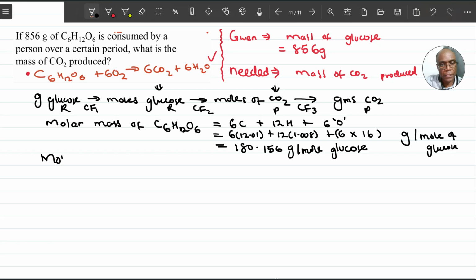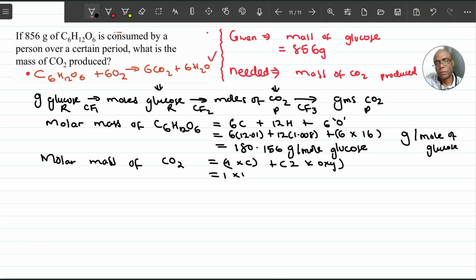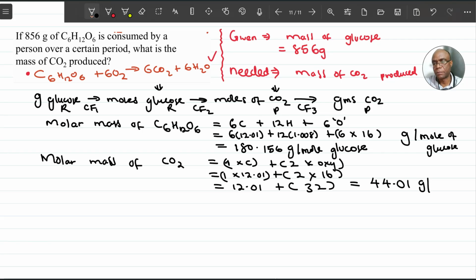Now let's do the same and find the molar mass of CO2. I have 1 carbon and 2 oxygens. Each carbon is 12.01, and each oxygen is roughly 16. This is going to give me the molar mass of carbon dioxide, which is just 44.01 grams per mole of CO2. Beautiful. Now that I have those done, I can come back to my dimensional analysis.